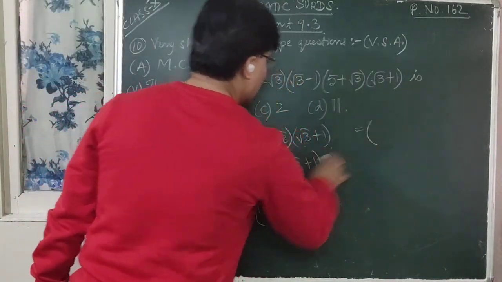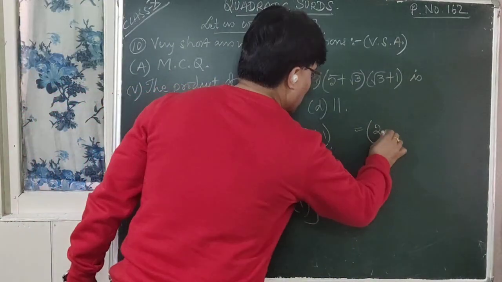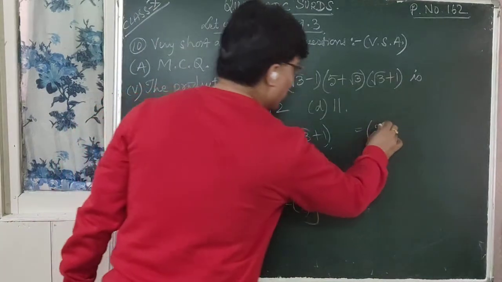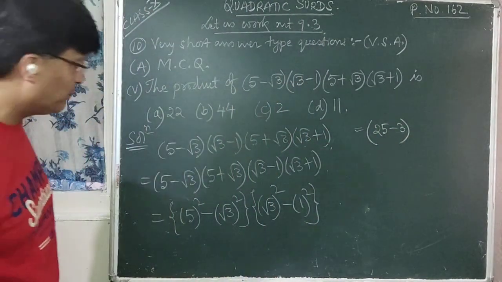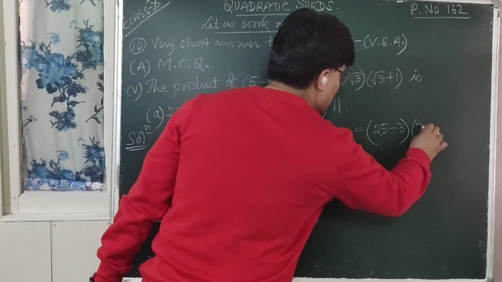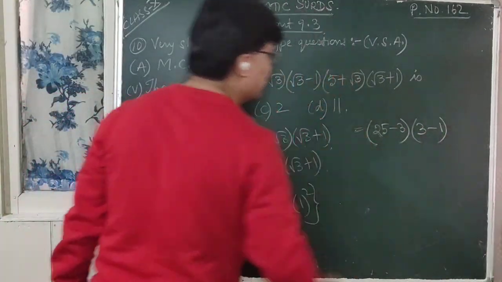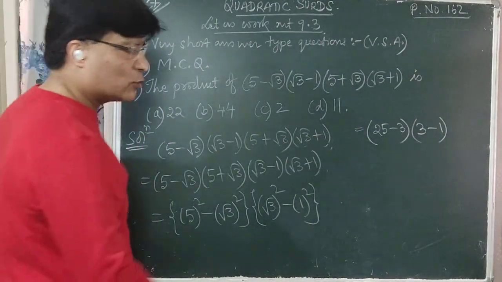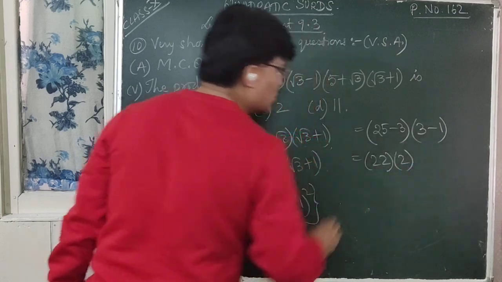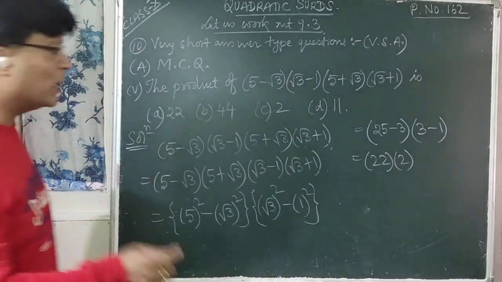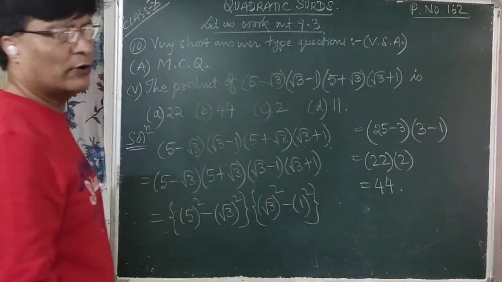So which is equal to, in the next step, what is 5 whole square? It is 25 minus, what is root 3 whole square? 3. Then next, what is root 3 whole square? This is 3 minus, what is 1 whole square? That is 1. So now what is 25 minus 3? It is 22, into 3 minus 1 which is 2. What is 22 multiplied by 2? It is 44.